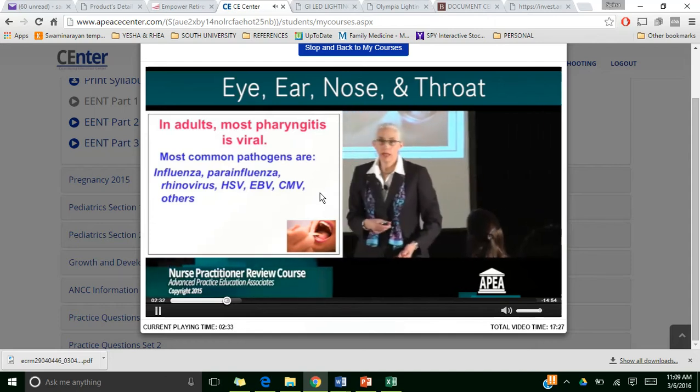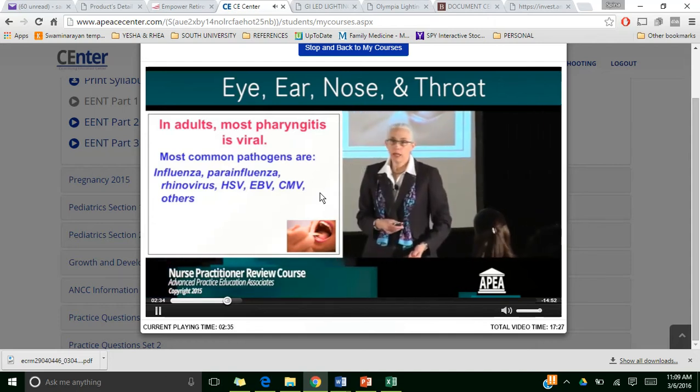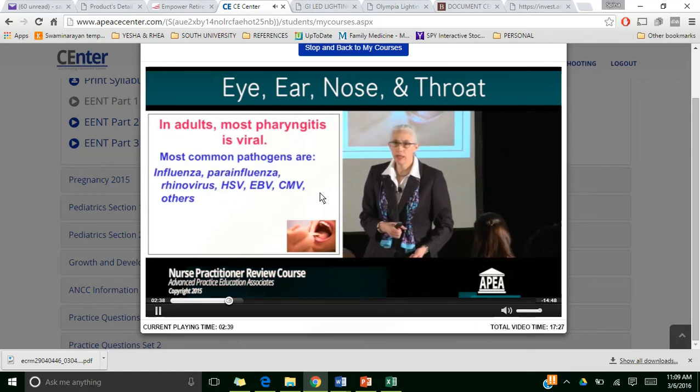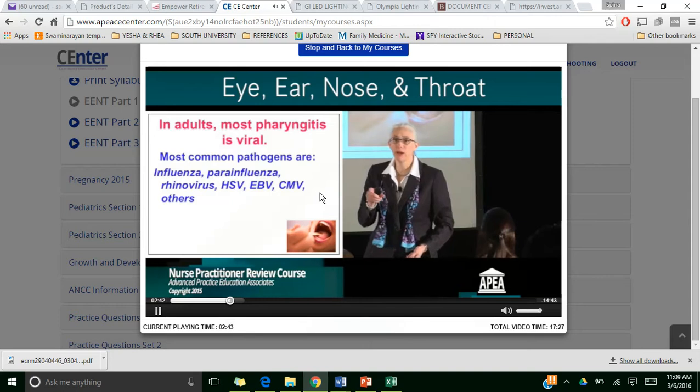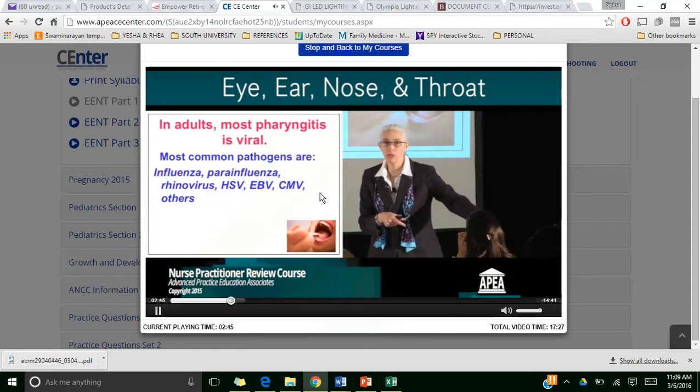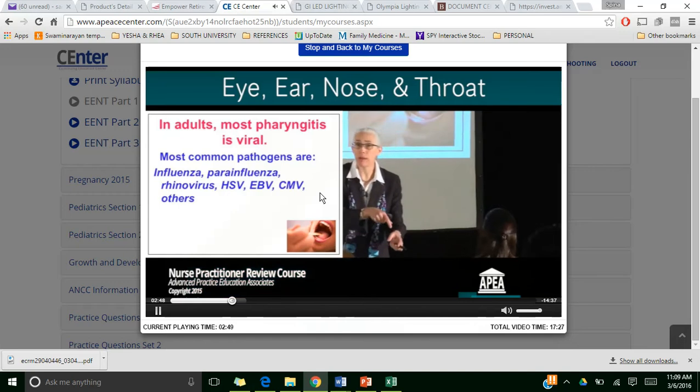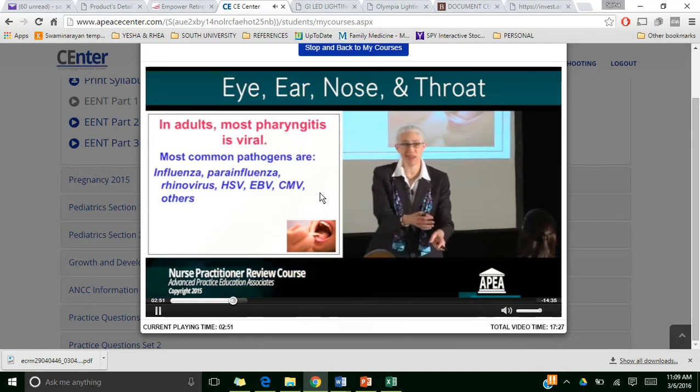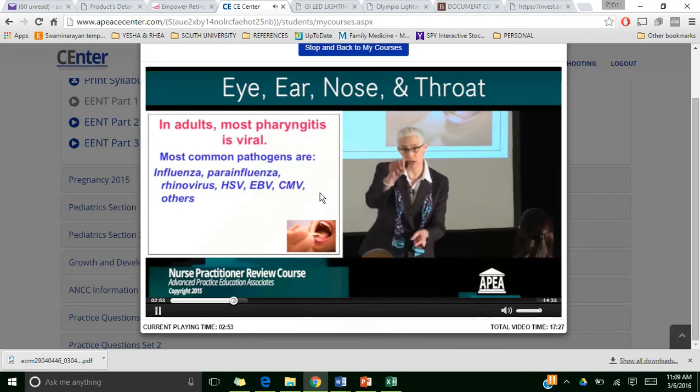You get a culture. It sits on the counter in your office. If that thing sits for more than 2 hours, the bugs are dead. Bugs don't grow at room temperature. They grow at body temperature. If the room temperature in your clinic is 72 degrees, and your temperature is 98, 99, 100 if you have strep, those bugs will die in no time.